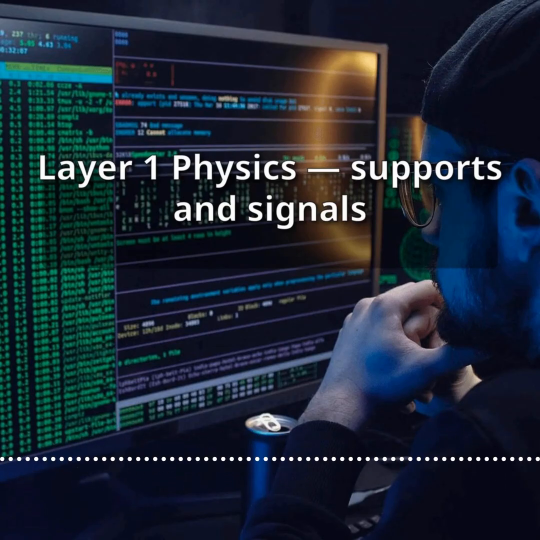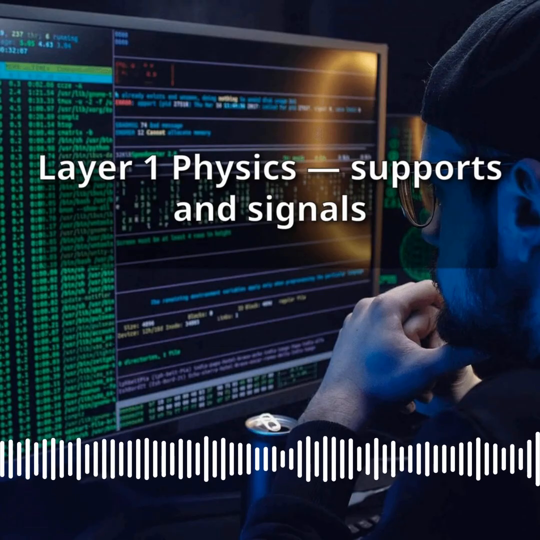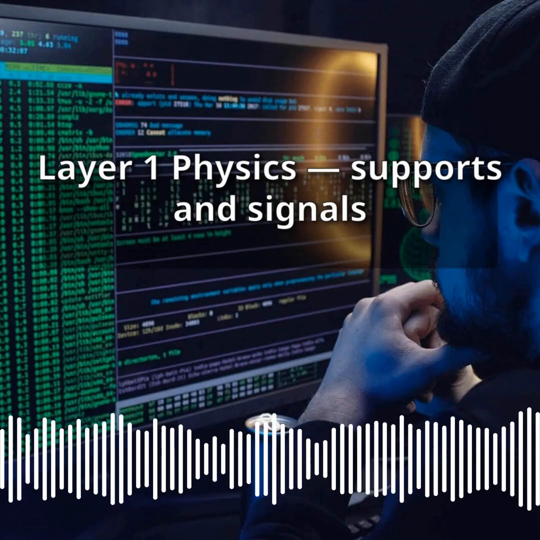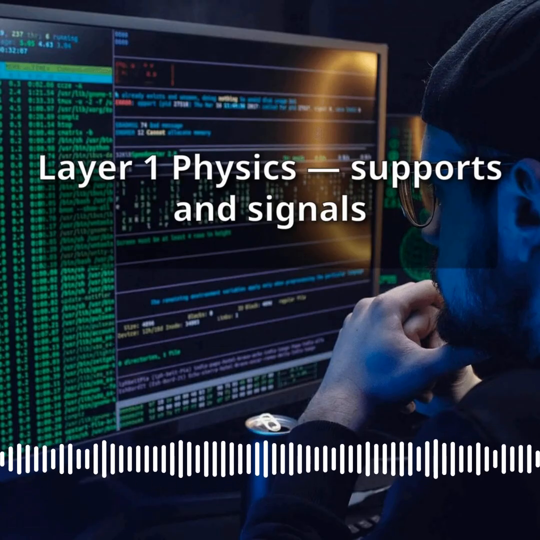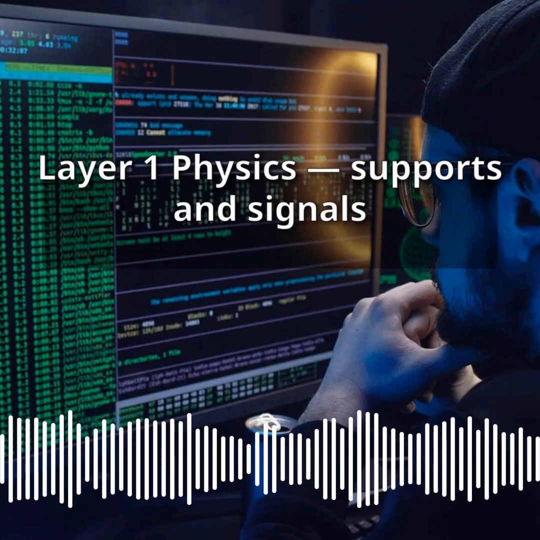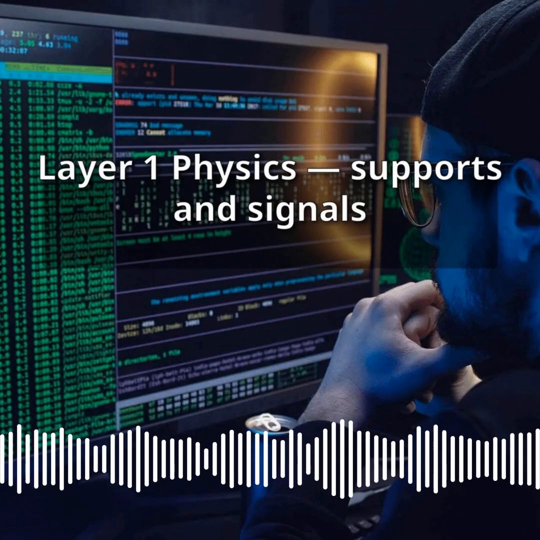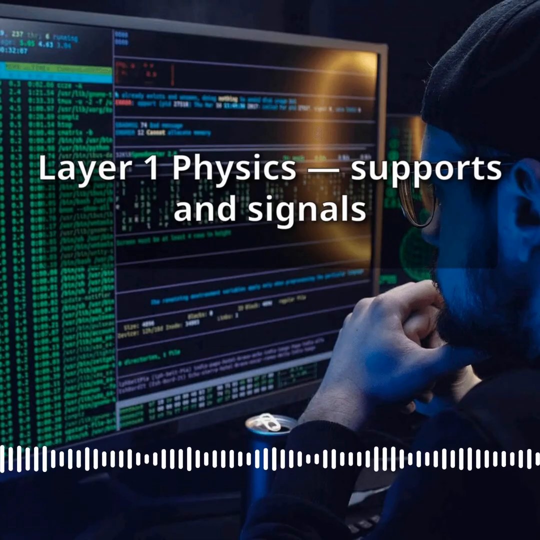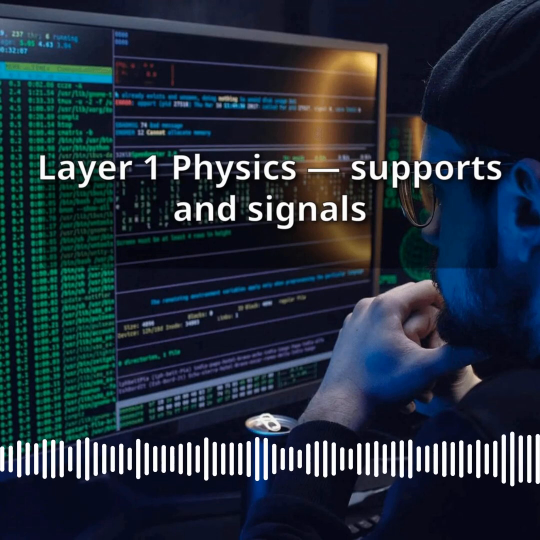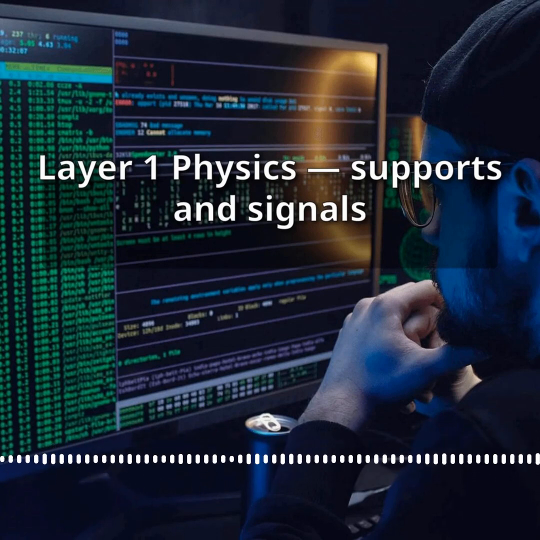Transmission modes. Data can travel between devices in different ways depending on the direction of communication. Simplex. Data flows in only one direction. One device transmits, the other only receives. An example is a traditional television broadcast. Half-duplex. Data can flow in both directions, but not at the same time. Devices take turns transmitting. Old walkie-talkies work this way. Early Ethernet networks using hubs also operated in half-duplex mode.